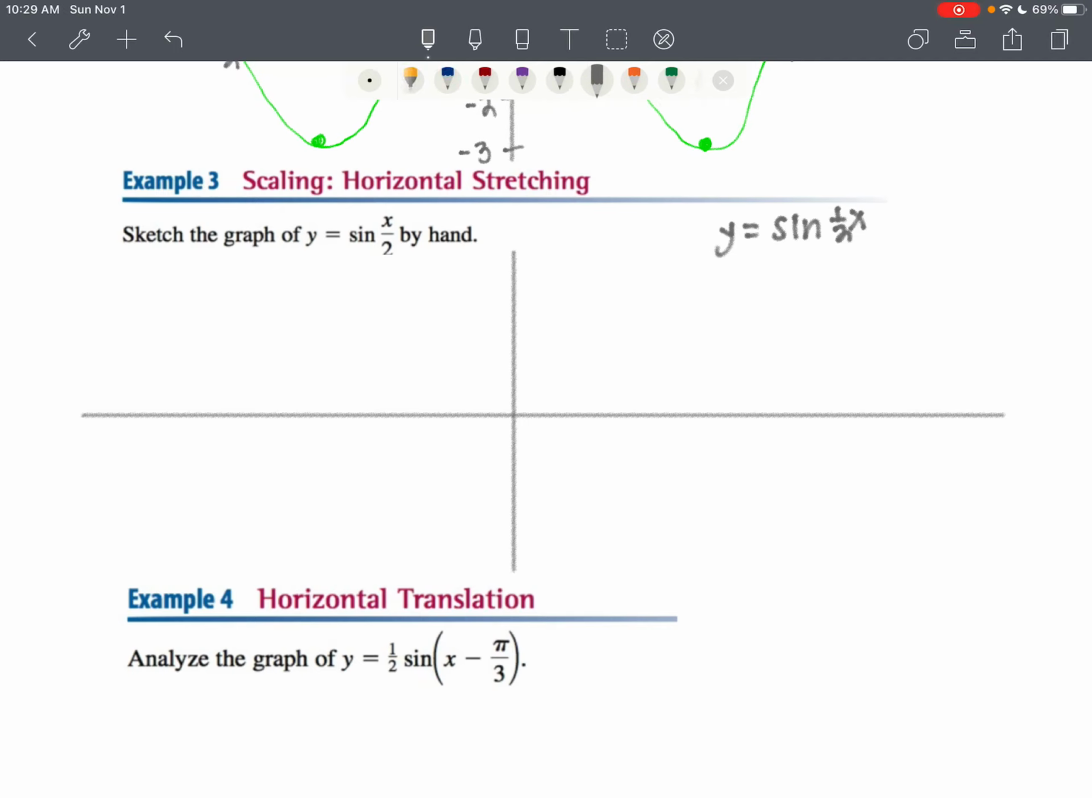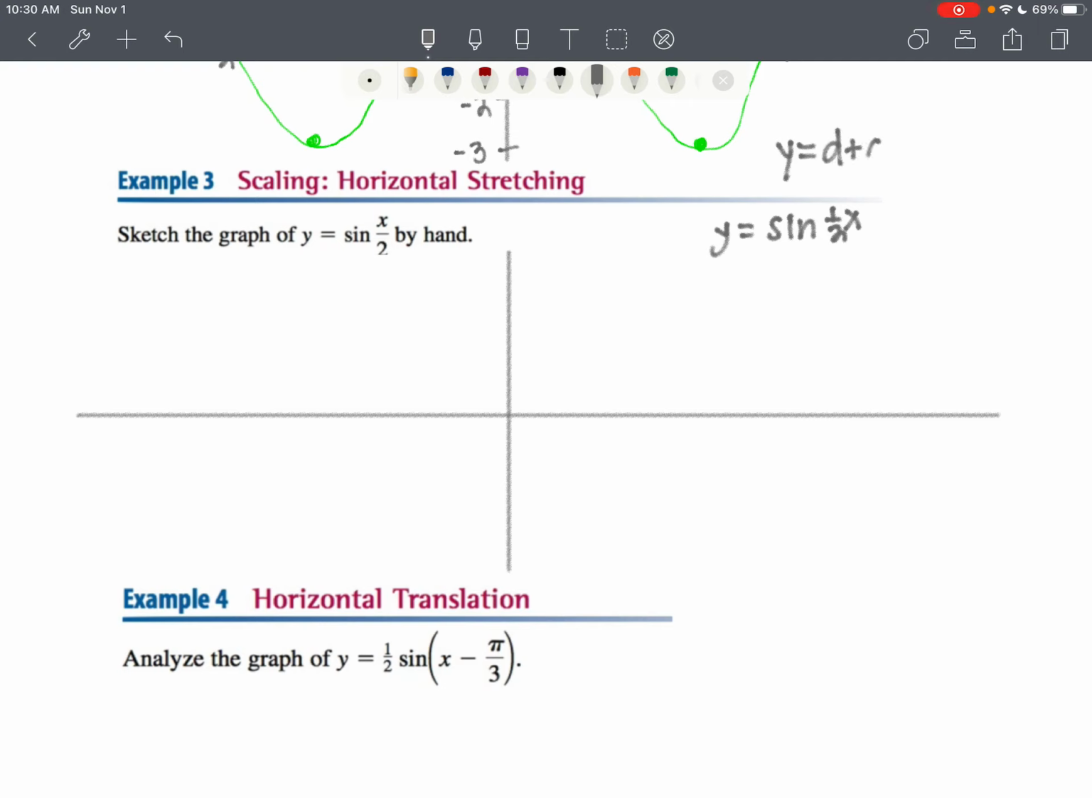That means our b value, for y equals d plus a times the sine of b times x minus c, is going to be affected. So this b value is going to be 1/2. And remember, the period is equal to 2 pi divided by 1/2. So 2 pi divided by 1/2 in this case is going to be 4 pi. Actually, 2 pi divided by 1/2 in every case is 4 pi. But in this case, the period is 4 pi.